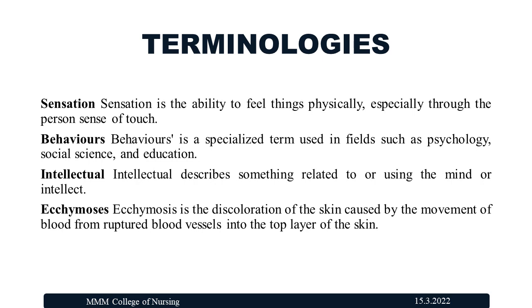What is sensation? Sensation is the ability to feel things physically, especially through the person's sense of touch. What is behavior? Behavior is a specialized term used in fields such as psychology, social science and education. Intellectual describes something related to or using the mind or intellect. What is ecchymosis? Ecchymosis is the discoloration of the skin caused by the movement of blood from ruptured blood vessels into the top layer of the skin.